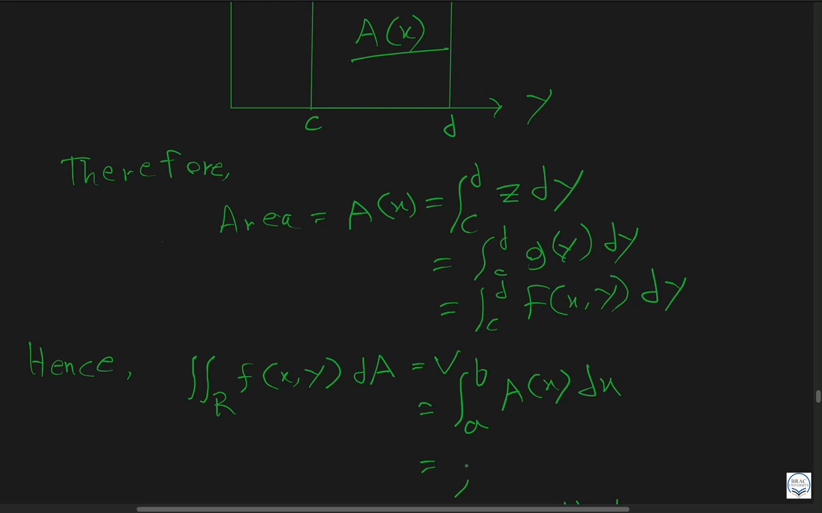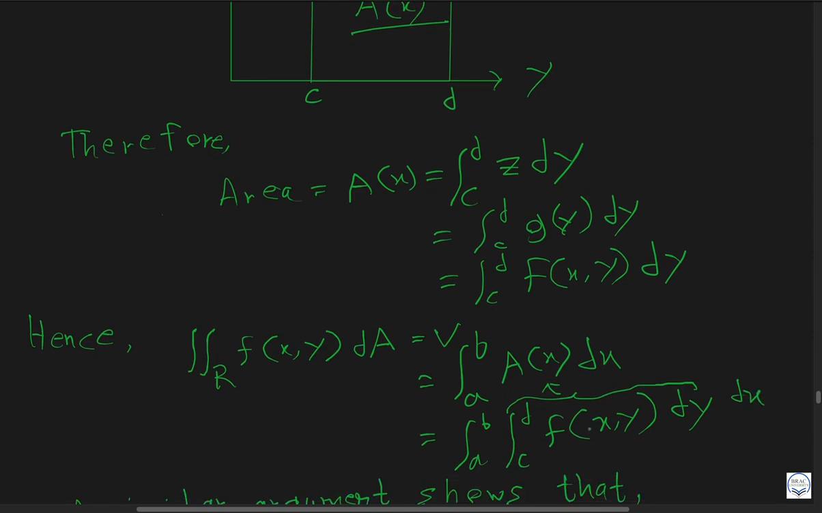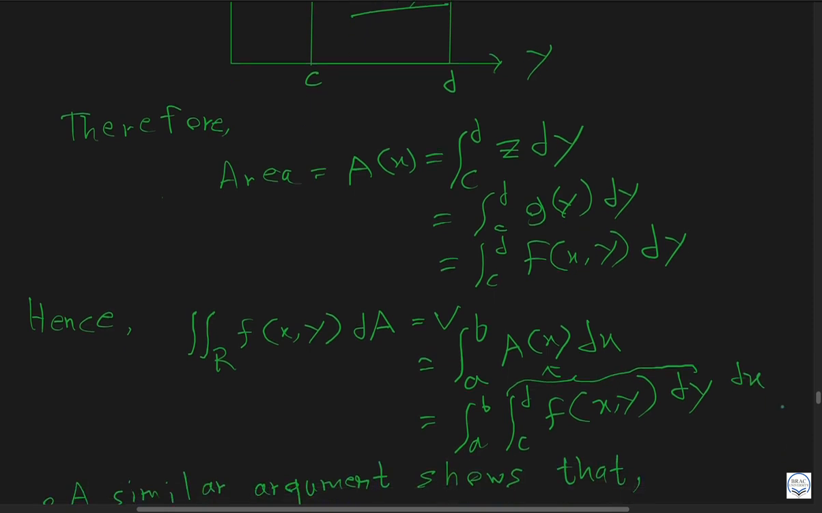However, A(x) is in fact equal to the definite integral from c to d of f(x, y) dy, and we still have this is just A, and we have then dx. This is in fact like Fubini's theorem for type 1 domains, because we are doing the y integral first.